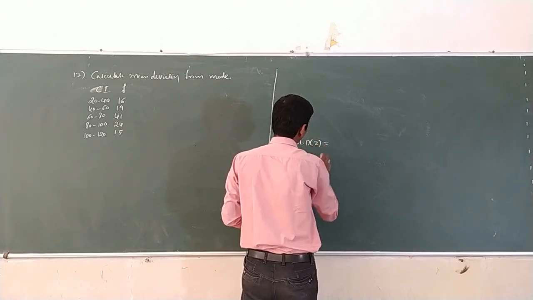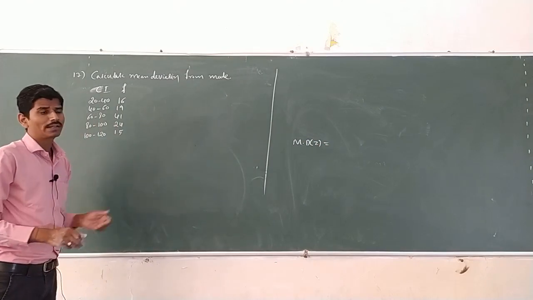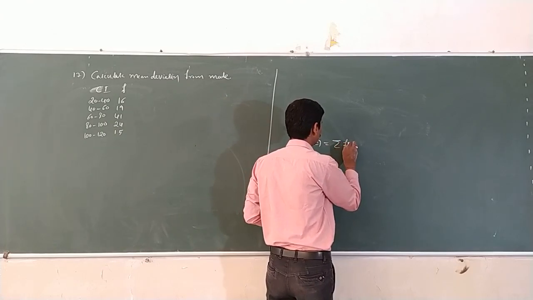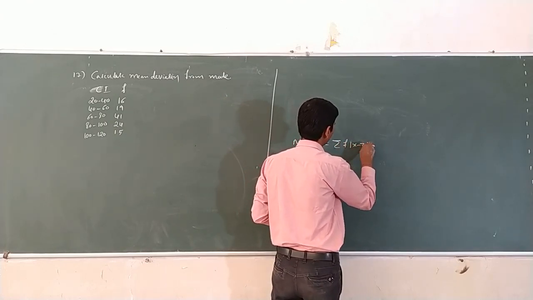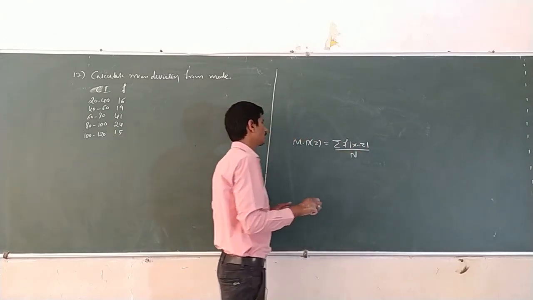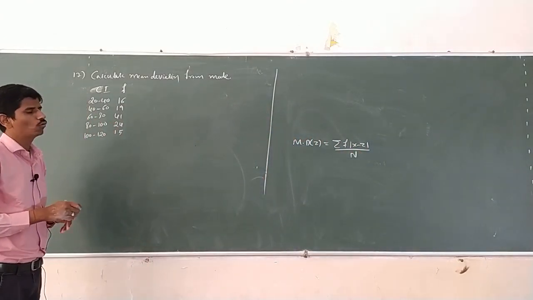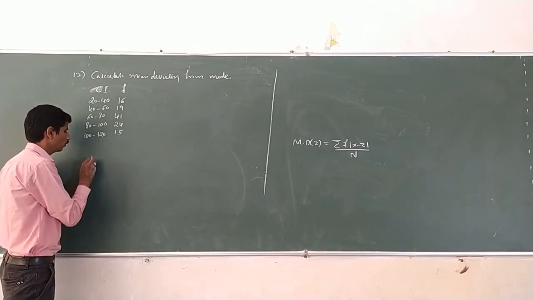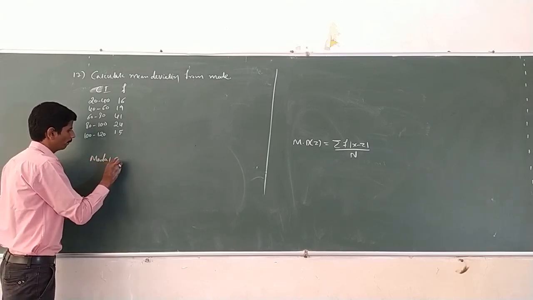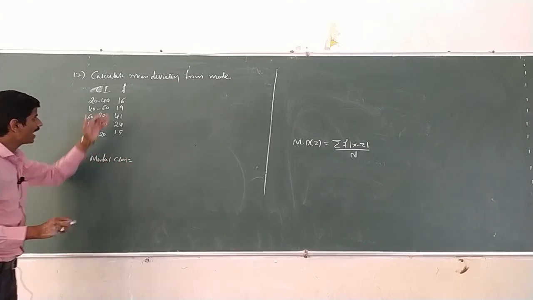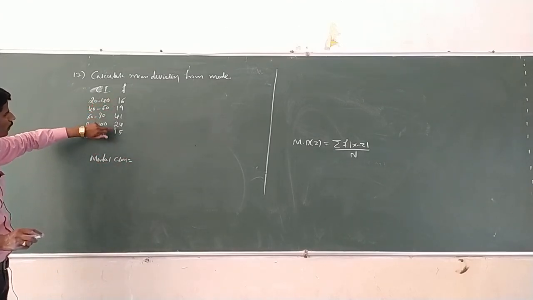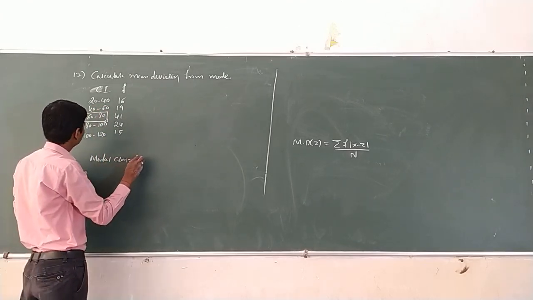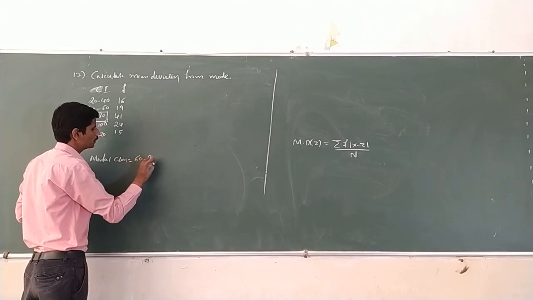The data are of type grouped data. Then you have to apply mean deviation from mode equal to sum of f into mod of x minus z divided by capital N. If you want the mode value, then how to calculate mode? Here mode value z equals the modal class. Here the highest frequency is what? 16, 19, 41, 24, 15. The highest frequency is 41. Therefore, it is the modal class. The highest frequency is 60 to 80.